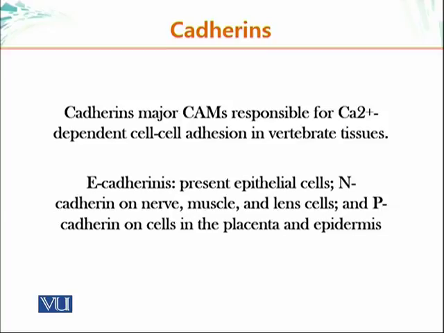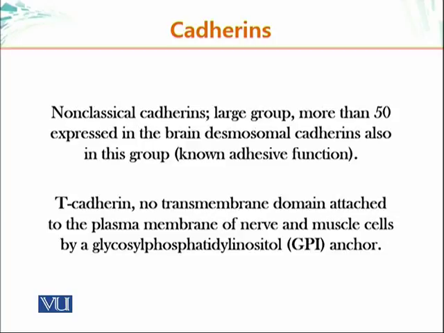E-cadherins, for example, are present in epithelial cells, N-cadherin on nerve and muscle cells, and also the lens cells in our eye. The P-cadherins are present on cells in placenta and epidermis. There are many different types of cadherins. We'll talk about different categories of them, but these are some of the major types of cadherins that we'll be talking about a little bit more.